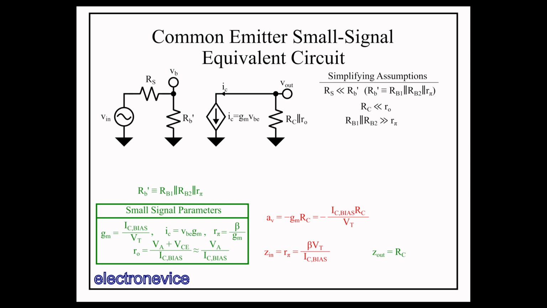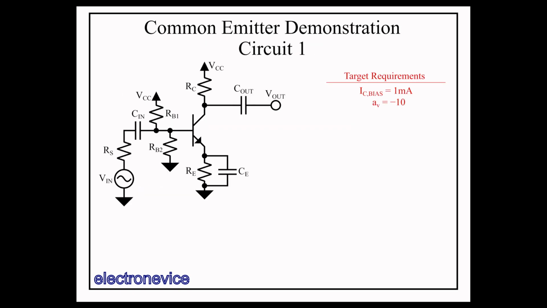Now that we've got our equations, let's demonstrate this circuit on a breadboard in the lab. Let's start by deciding upon a collector current and a desired gain. We'll start with a collector current of 1 milliamp and a gain of 10. A collector current of 1 milliamp translates to a transconductance, or GM, of 38.46 millisiemens.